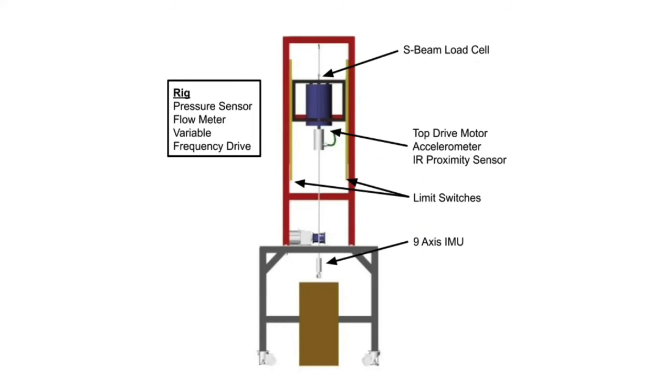As seen in this image, the IMU will be located downhole in the BHA. The S-beam load cell will be placed between the housing and the drawstring cable. The IR proximity sensor, along with an accelerometer used to measure vibration, will be located in the housing with the top drive motor. Additionally, 2 limit switches will be placed on the elevator rails to determine the bounds of the housing's travel. Lastly, the variable frequency drive, along with the sensors for the fluid circulation, will be placed on the rig, not shown in this image.